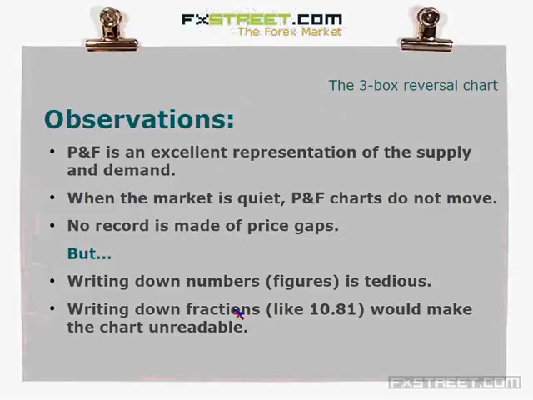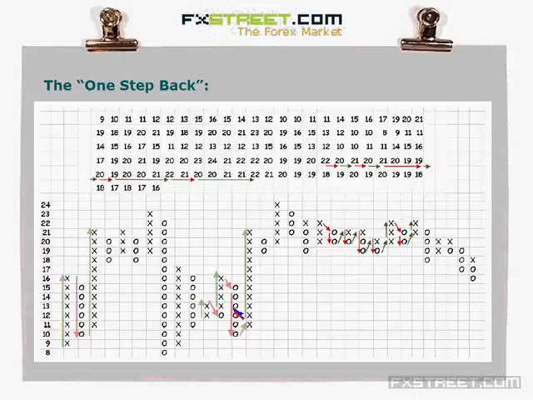But we also observed that writing down numbers, the so-called figures, is quite tedious, especially if we would have to write down fractions of round numbers. Okay, that would make the chart unreadable. So the next step in the evolution of point and figure charts was to transform the upward moving price series in X rows, and the downward movement with O's filling the boxes. Okay, so we have here the same chart representation as before with the figures, but only this time we have X and O's replacing those prices or numbers in the above sequence.